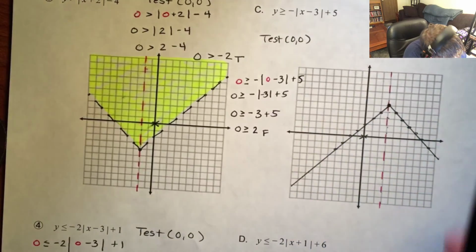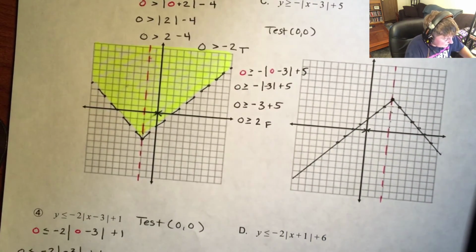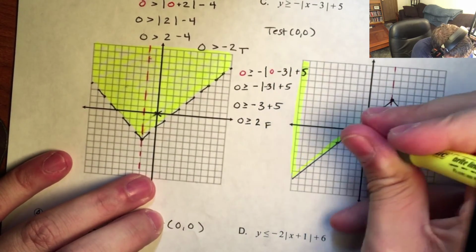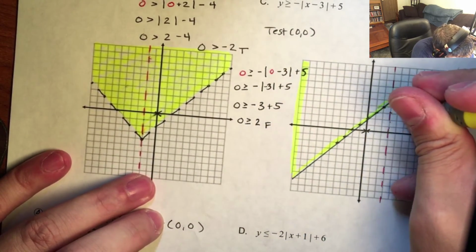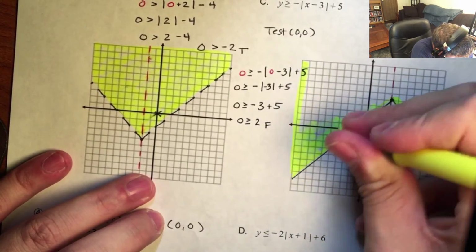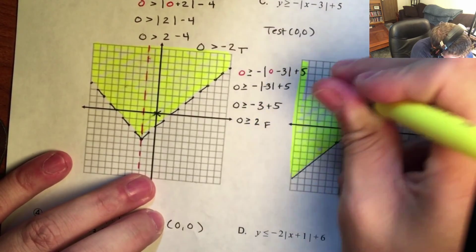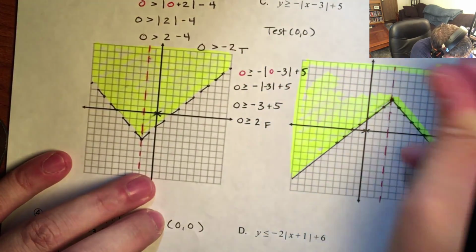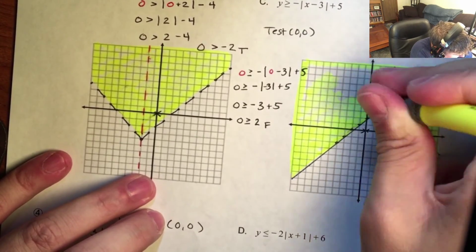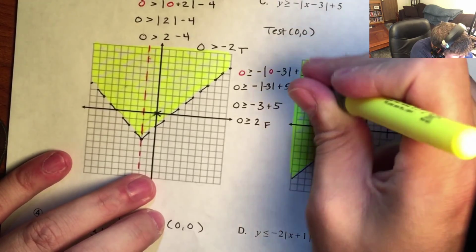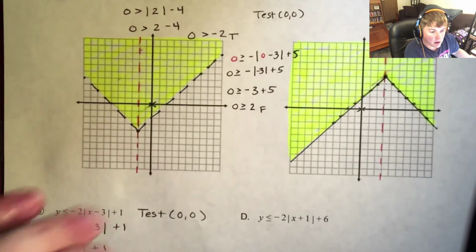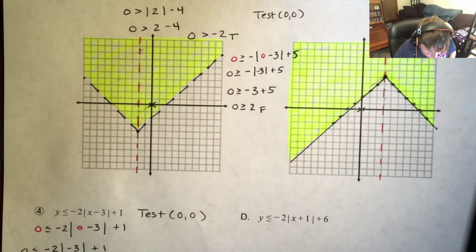Okay, so we found out that it's not 0, 0, meaning my shaded region is outside of this. Anything in the shaded region is going to be a solution. Okay, anything on the line is also part of the solution set as well, because it's greater than or equal to. It's that equal to part that makes it a solution. All right, so that's what letter C is going to look like.